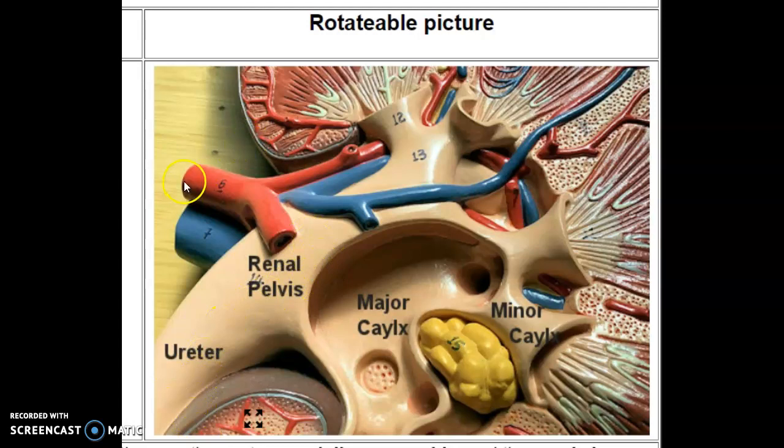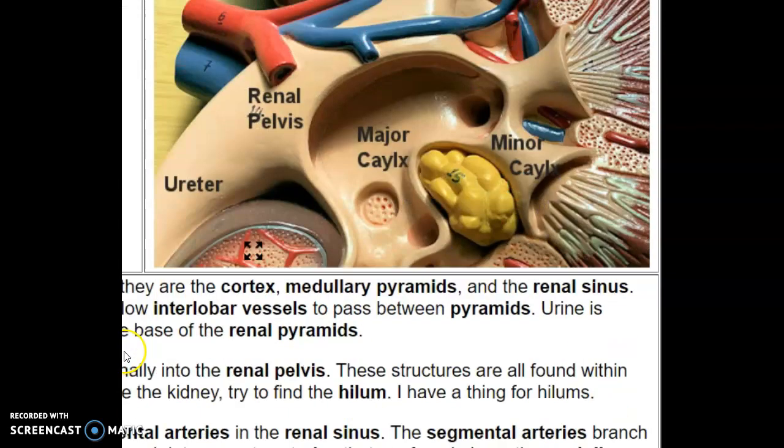And lastly, here's the renal artery. It goes into the segmental arteries. And here's the renal vein. Oh, look, there's a vein coming out. Why can't we call that the segmental vein? So, find all of these. I actually have a little text down here for you.